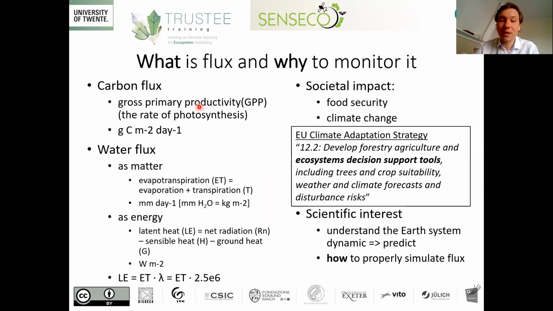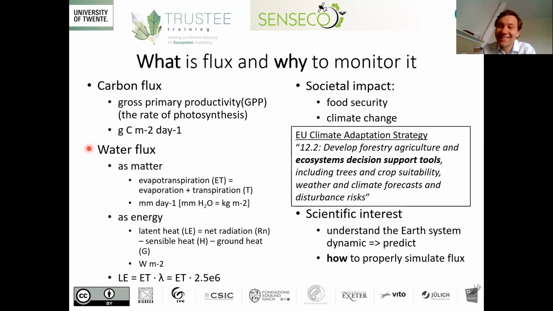There are 2 types of flux that I will cover in this presentation. First is carbon flux in the form of gross primary productivity. That is the rate of photosynthesis, so to speak. And it's measured in grams of carbon per square meter per day, for example.